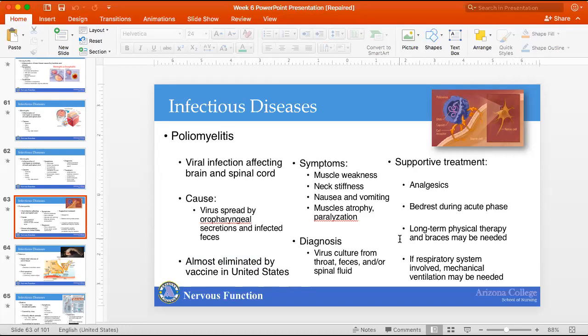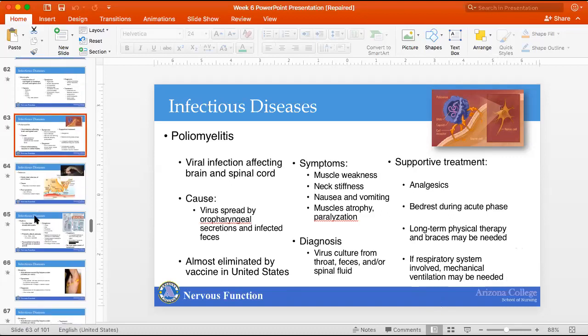Symptoms, you'll see muscle weakness, neck stiffness, nausea and vomiting, muscle atrophy, and possibly paralysis. Diagnosis would be a virus culture from the throat, feces, and/or spinal fluid. Supportive treatment, so analgesics, bed rest during acute phase, long-term physical therapy and braces may be needed. If there's respiratory involvement, mechanical ventilation may be needed. So that would be a more extreme case, very progressed pathology.